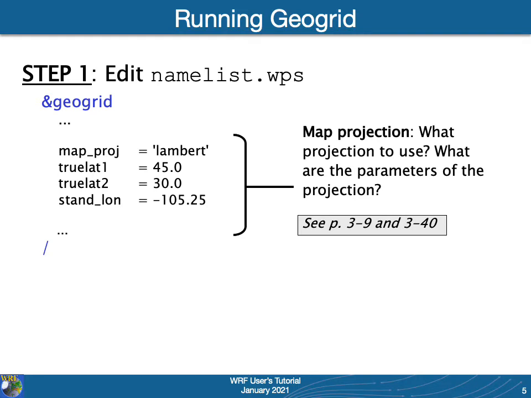Inside the Geogrid namelist record, we need to first choose a map projection, as was discussed in the fundamental capabilities of the WPS lecture. So for our example, we're going to flatten out the Earth's surface using a Lambert conformal projection, and we're choosing the true latitudes of that projection to be 30 degrees north latitude and 45 degrees north latitude. And we're setting the standard longitude, in other words, the longitude that will be oriented parallel to the y-axis in our model domain, at 105.25 west longitude. This happens to be the longitude through Boulder, Colorado.